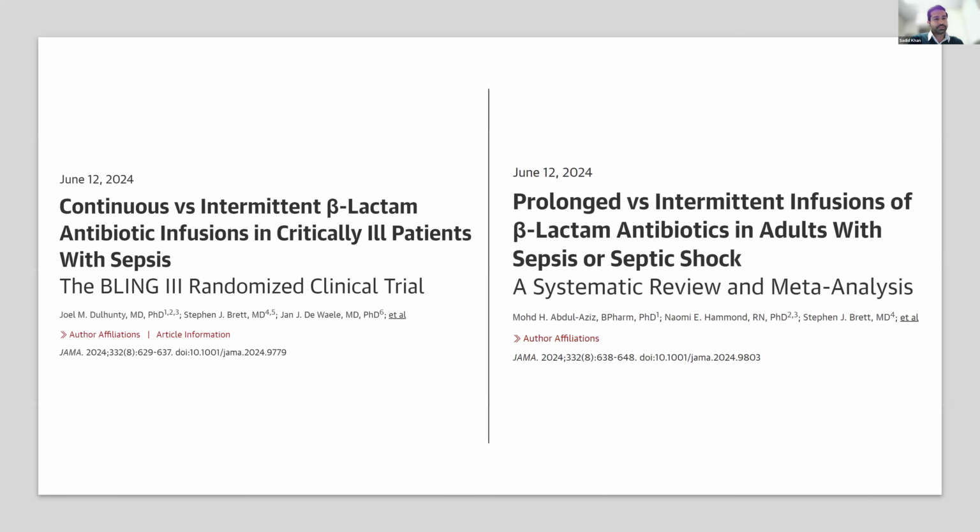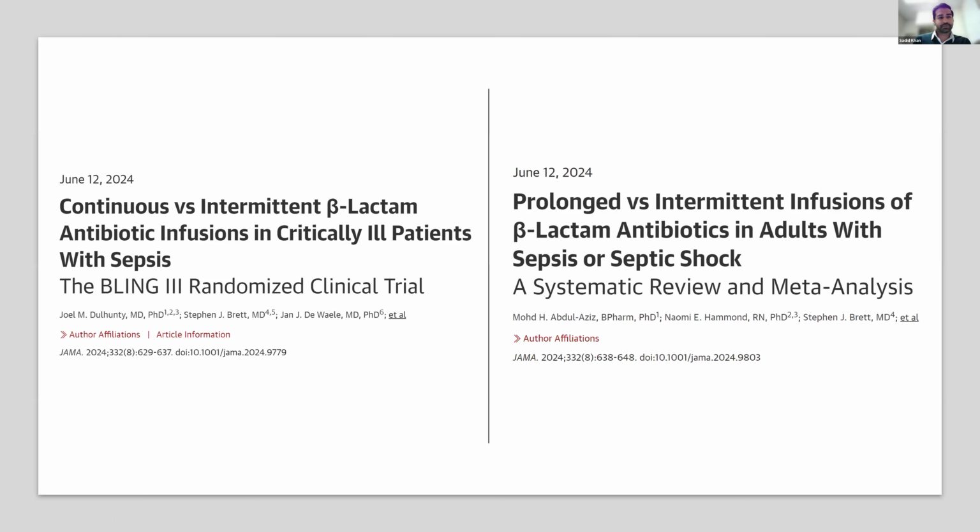And then how to administer this medication. This is probably one of the most important trials in ICU critical care, at least for the administration of beta-lactams: the BLING-3 trial, with a number of important Australian authors but also multinational sites. This is continuous versus intermittent beta-lactam infusions in septic patients in an ICU context, published in JAMA earlier this year with an associated systematic review.